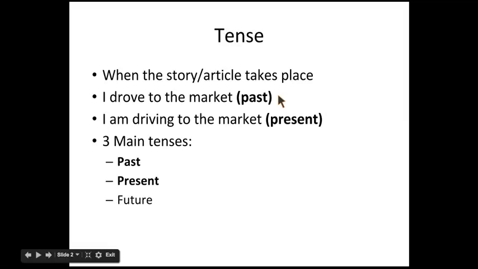I drove to the market. That happened in the past. That already happened. I already drove there. But I am driving to the market means that I'm doing it right now. I'm in the car as I'm writing this. So there's the difference between past and present. Those are the two tenses we're going to focus on today. Let's not worry about future for now because you don't see that very often in writing.